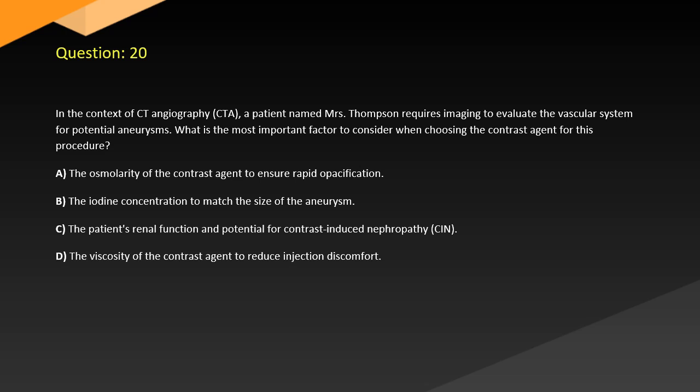Question 20. In the context of CT angiography, CTA, a patient named Isis Thompson requires imaging to evaluate the vascular system for potential aneurysms. What is the most important factor to consider when choosing the contrast agent for this procedure?